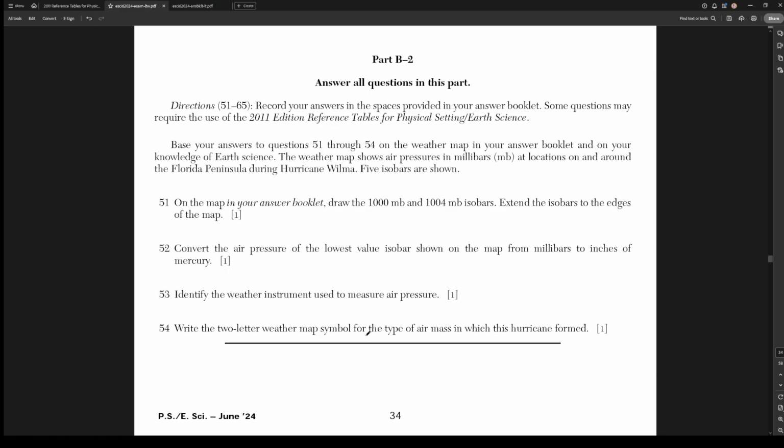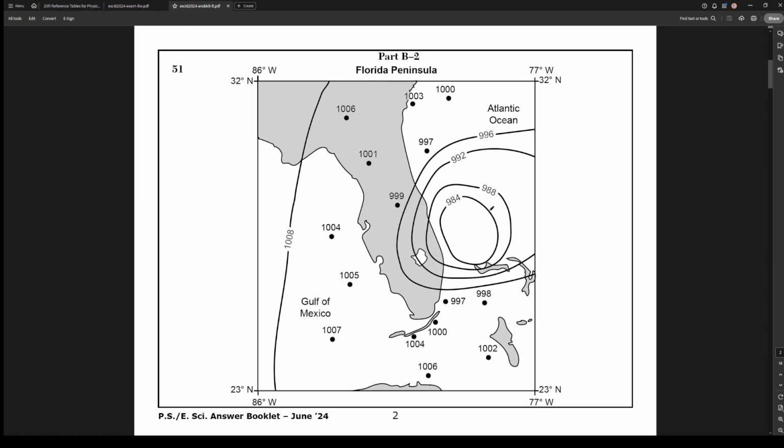Oh, yay. We graduated. We're on short answer questions. Let's press on. From 51 to 54 on the weather map in the answer booklet. We got our answer booklet right here. There's our weather map, I guess.